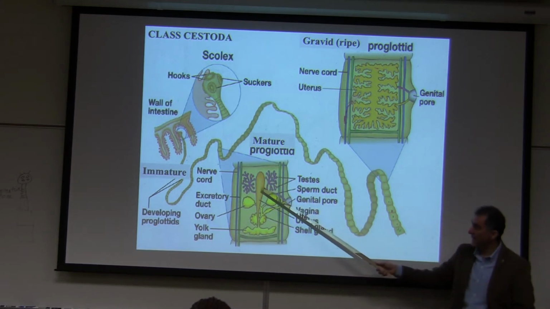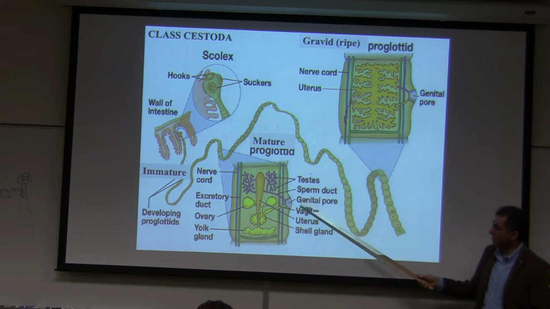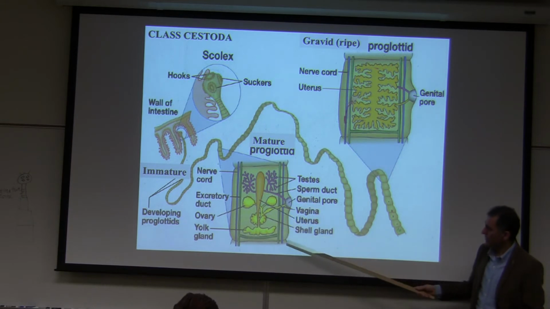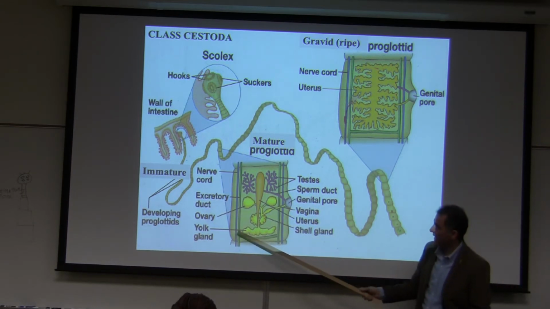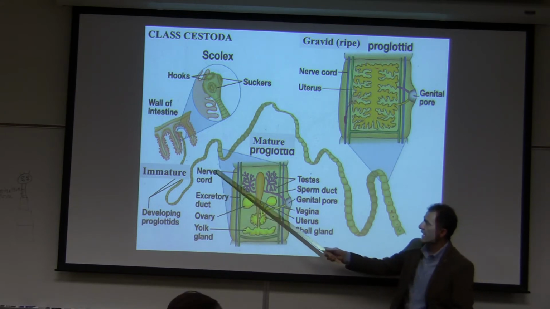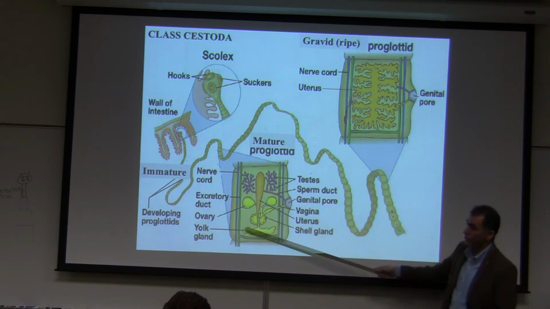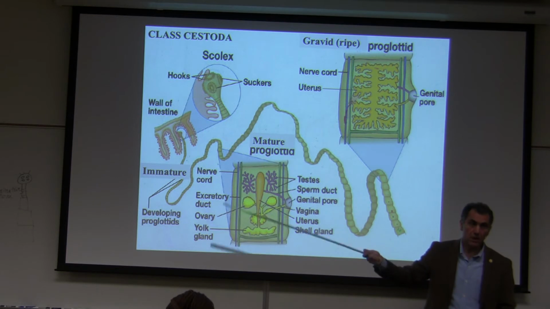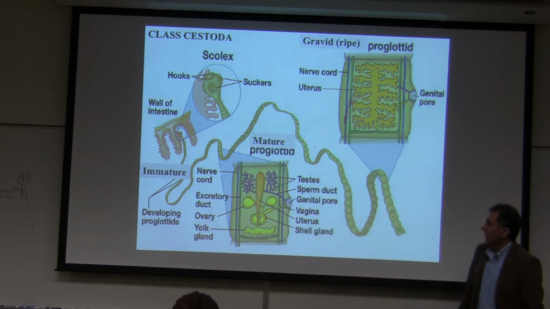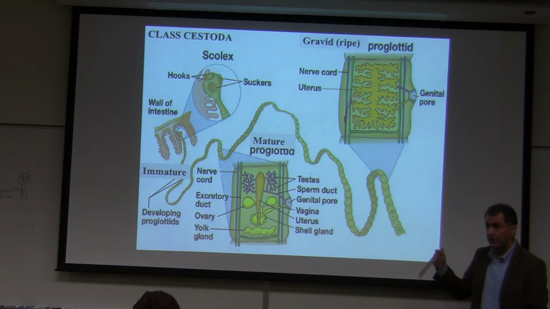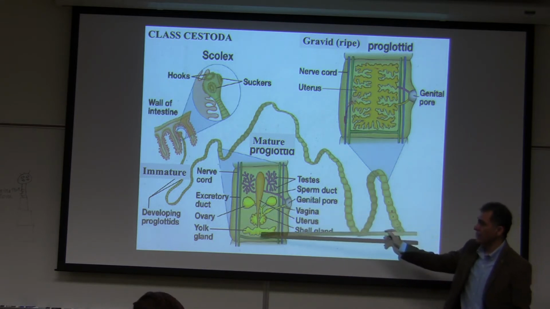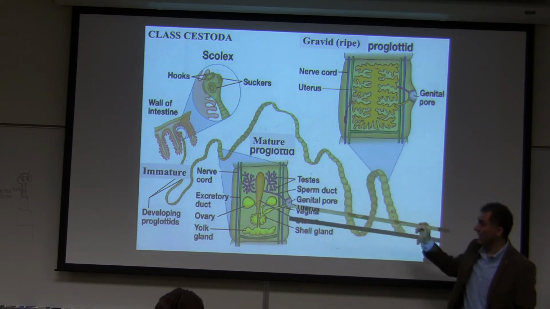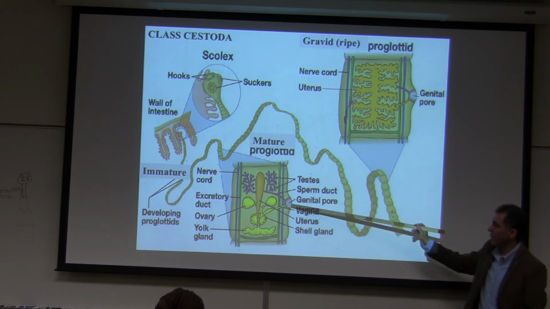The mature proglottids have testes, sperm duct, genital pore where the eggs get out, and then vagina, uterus, shell glands, yolk sac, ovary, excretory duct, and nerve. All of these structures are visible in your model, but on a slide, we'll go over that today. We'll see what is visible. Most likely your yolk gland is visible, ovaries are visible, testes are visible, uterus. We should be able to recognize that, and of course, the genital pore is visible.